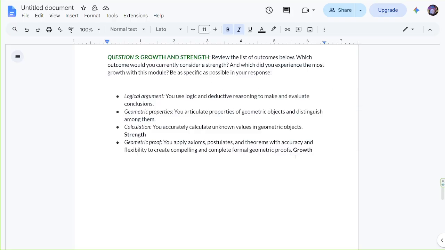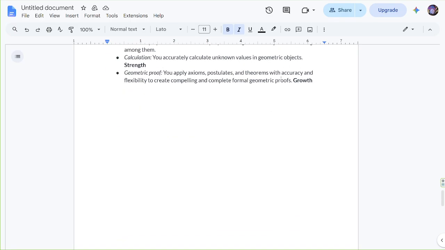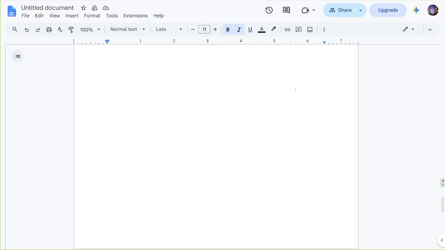Geometric proof. Still, it's not as hard as the proofs I think were in like week 1, but I still had to learn a lot to be able to solve proofs, since proofs are just one of the harder things to do in geometry.